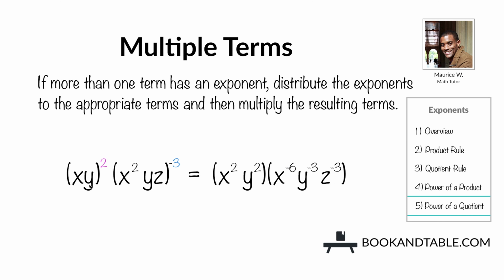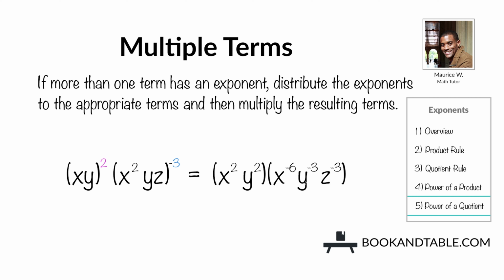Let's say you had xy to a power of 2 times x squared y z to a power of negative 3. You do want to multiply your like terms x and y, but you first need to distribute these exponents. So 2 times this exponent of 1 gives us x squared. Negative 3 times 2 gives us x to the negative 6th. So after you distribute the initial exponents, now you can multiply these terms. Same thing with the y. 2 times the power of 1 is 2, so we get y squared. Negative 3 times the power of 1 is negative 3.